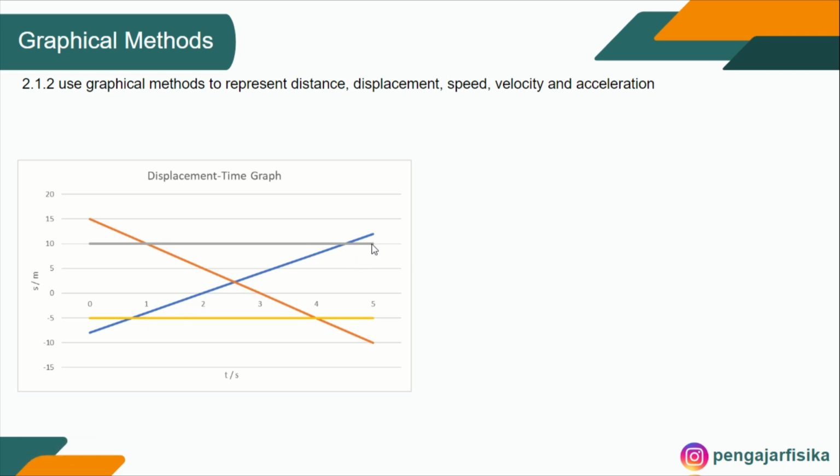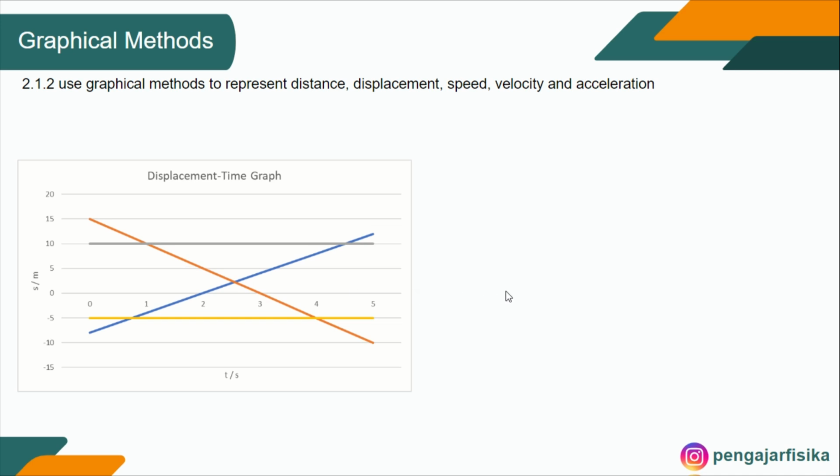And then for the orange one here, it's moving to the left because the displacement value decreased from 15 to -10. And then because the line is a straight line, the velocity is constant.